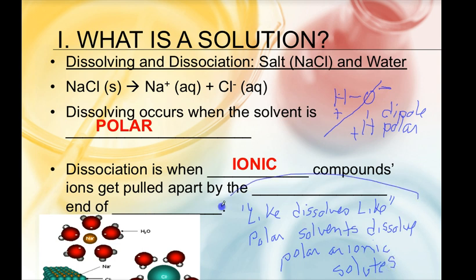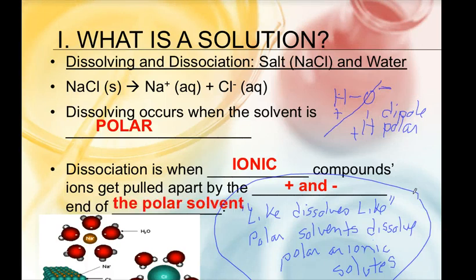That is one of the most important concepts in this course, because they will ask you, for example, why does one thing dissolve in water and not another? Well, obviously because whatever dissolves in water must be either polar or ionic. Let's finish this up. Dissociation occurs when the ions that make up ionic compounds are pulled apart by the positive and negative end of the polar solvent.